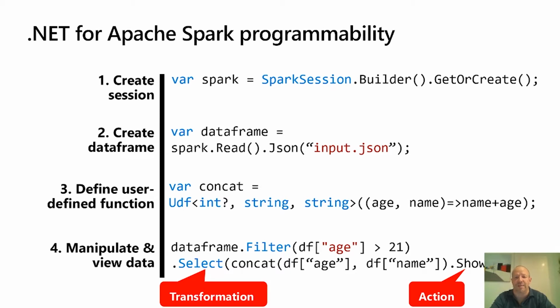So if you're looking at this now, then obviously at some point you need to trigger an execution. And the execution is triggered by some of these actions. So what actions do we have? We have, for example, show here. There is collect that I will show you in the demo, and a few others that basically trigger the execution of that execution tree by submitting it to the Spark engine and getting it executed.